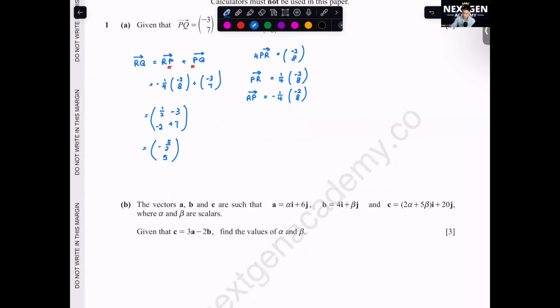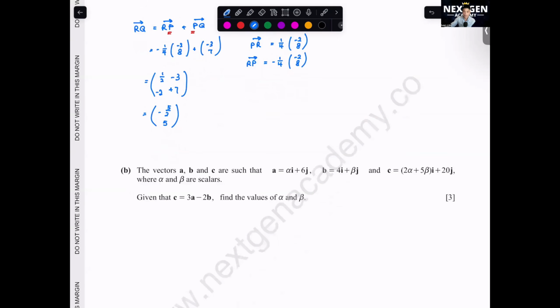Question B. The vectors a, b, c. a is alpha i plus 6j. b equals 4i plus beta j. c is 2 alpha plus 5 beta i plus 20j. Alpha and beta are scalars. Given that c equals 3a minus 2b, find the values of alpha and beta. This is actually just a simultaneous equation, where we need to substitute all the values, then compare the i and the j. We fit in the values.